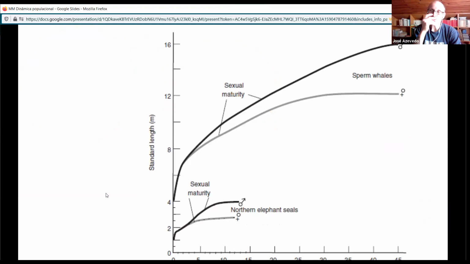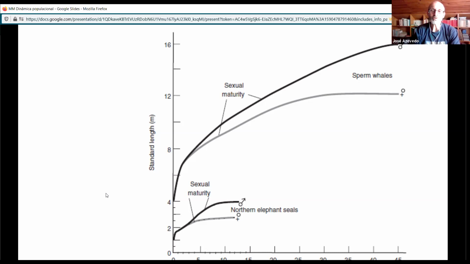So that's one element. And then this was the graph I was talking about. This is the graph that shows the relationship between age and size in animals. If we know the age of animals, even if they are dead, then we can correlate the age they have with the size they have, and we can build these kinds of curves.